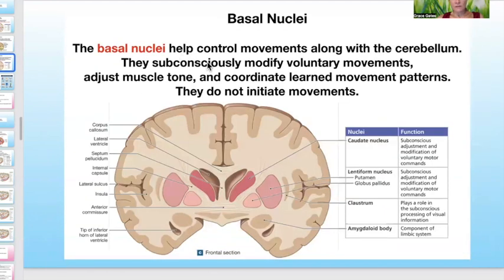The basal nuclei help to control movements along with the cerebellum. They subconsciously modify voluntary movements, adjust muscular tone, and coordinate learned movement patterns. The basal nuclei do not initiate movements. They cannot do that. They just help to control movements.